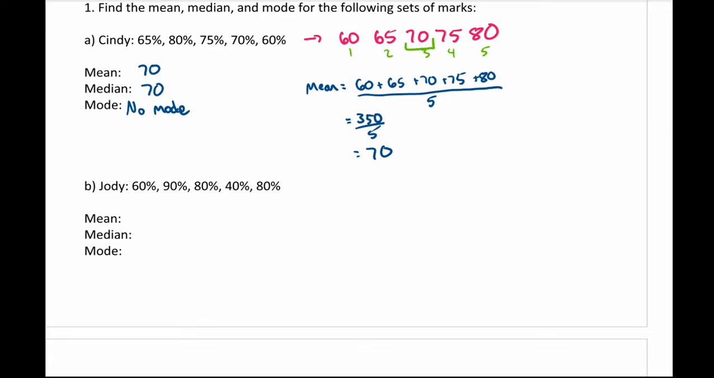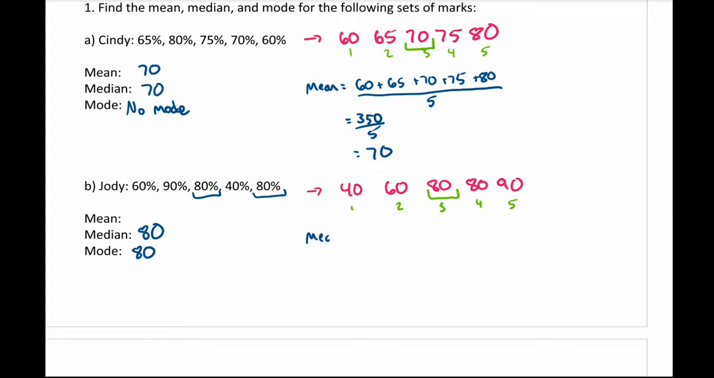For Jody, we're going to do the exact same thing. We're going to start off looking for the mode, the easiest one to see. We can see that 80 occurs twice, so our mode is 80. To find the median, put them in order from smallest to largest. So 40, 60, 80, 80, and 90. Find the middle value. In this case, again, we're still looking at 5 values, so there's only going to be one middle number, which in this case is 80.